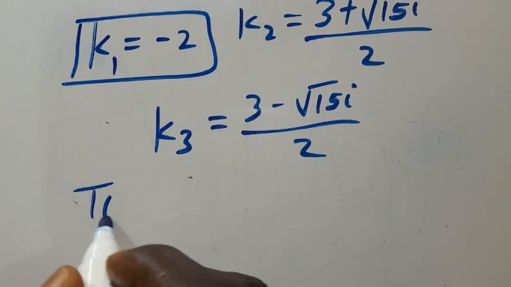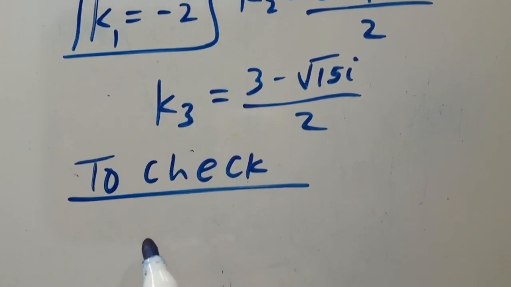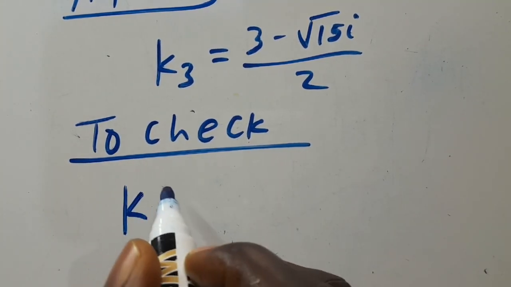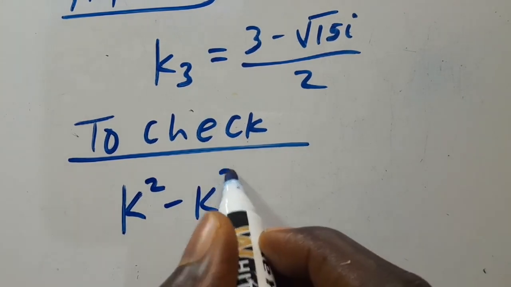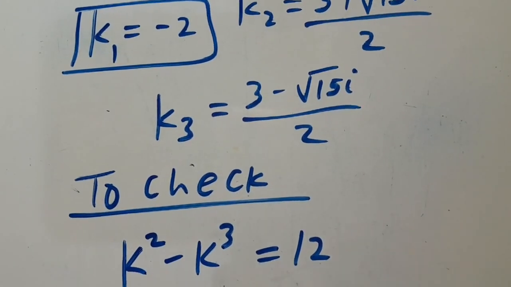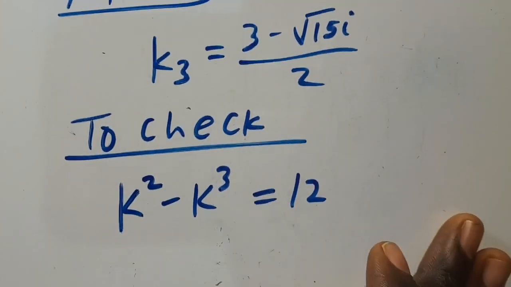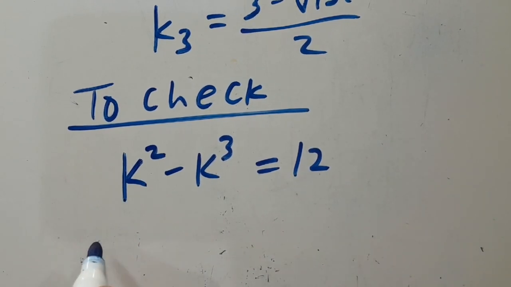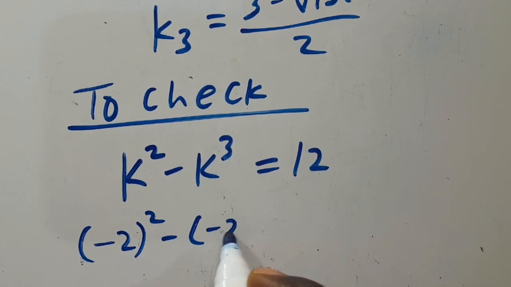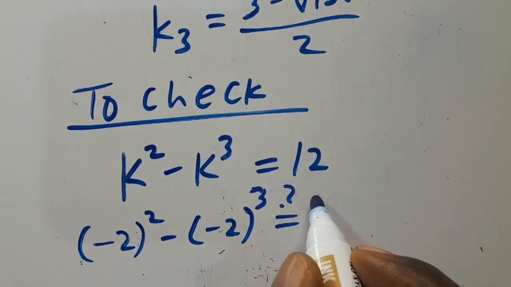So if you want to check for the real solution, we have k to the power of 2 minus k to the power of 3 that equals 12. When we have the first real solution as minus 2, let's see what will happen. Then here will be minus 2, all in parentheses, to the power of 2, minus outside, open bracket, minus 2, close the brackets, to the power of 3. Then are they going to give me 12?